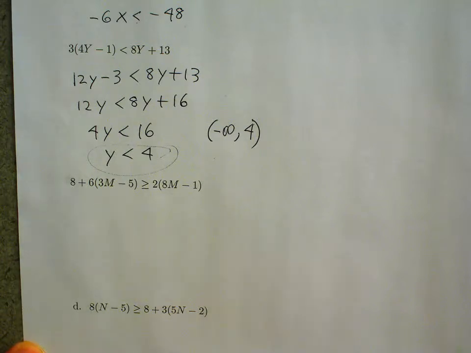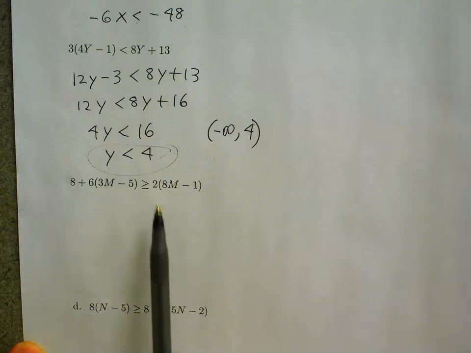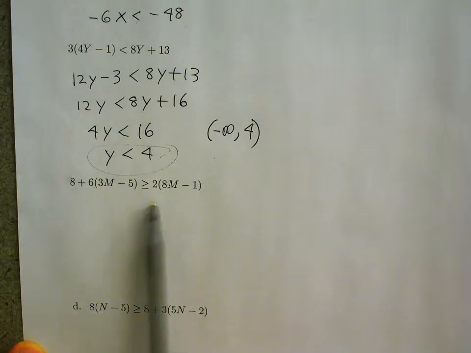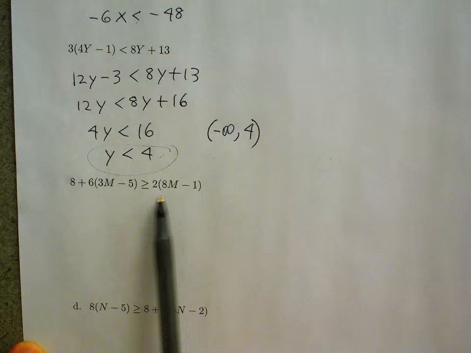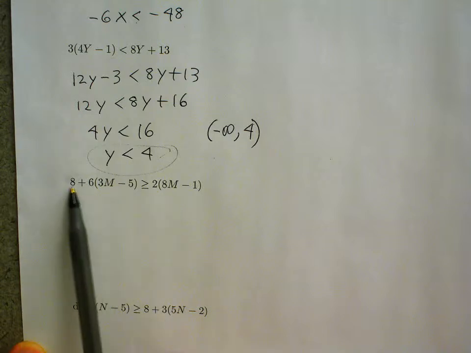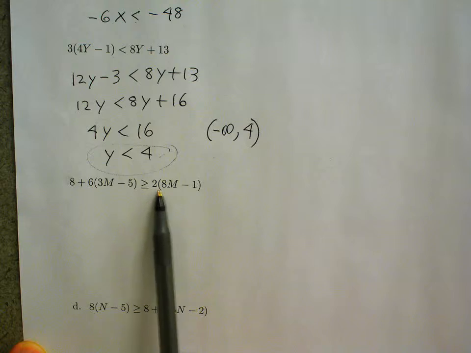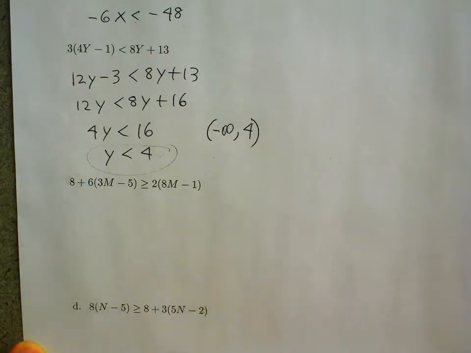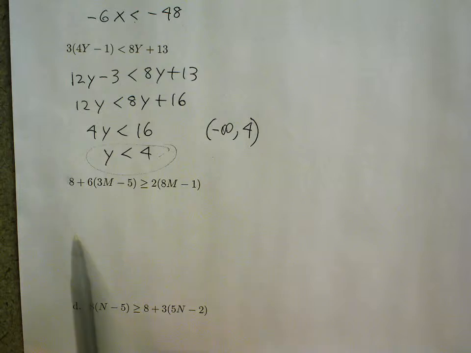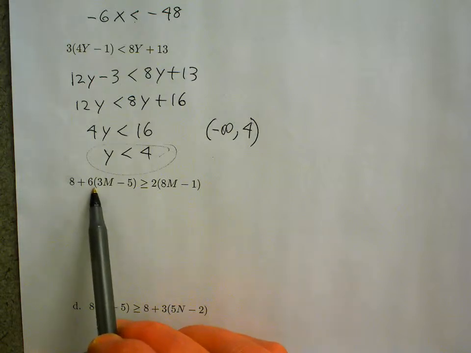Another option, which someone wrote in the YouTube comment section: since 2 is a factor of all of the terms, 2 is a factor of 8, 2 is a factor of 6, 2 is a factor on the right-hand side, you could start out by dividing both sides by 2. But let's go ahead and just start out by applying the distributive property on both sides.